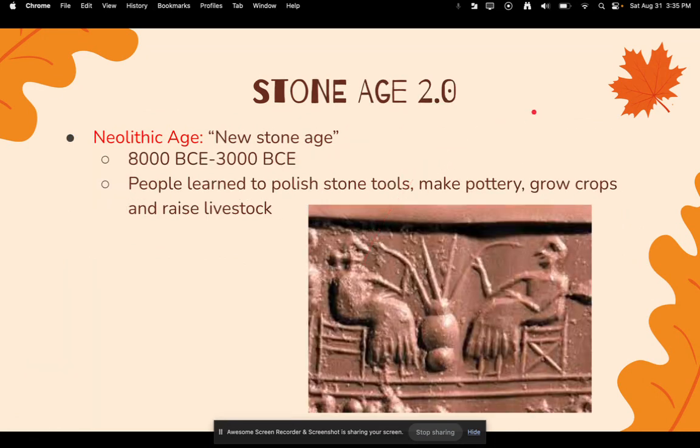Then there's the second phase of the Stone Age. That's called the Neolithic Age, or the New Stone Age. That was between 80,000 to 3000 BCE. And that's where people learned to polish stone tools, make pottery, grow crops, and raise livestock. So this engraving right here would be from the New Stone Age. You can see two people sitting in a chair drinking out of straws.